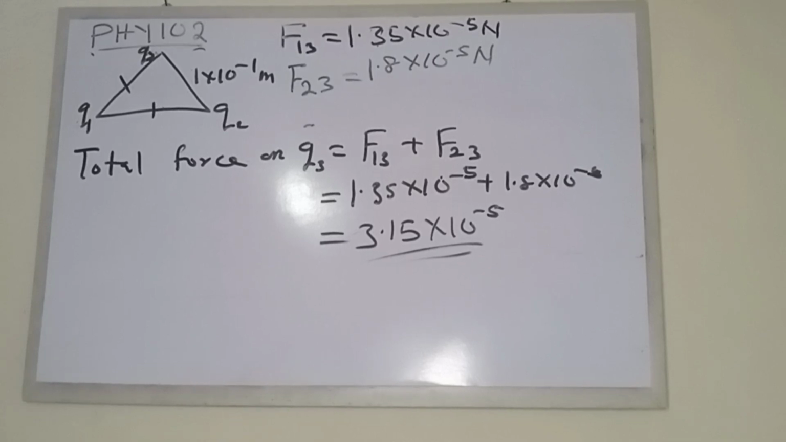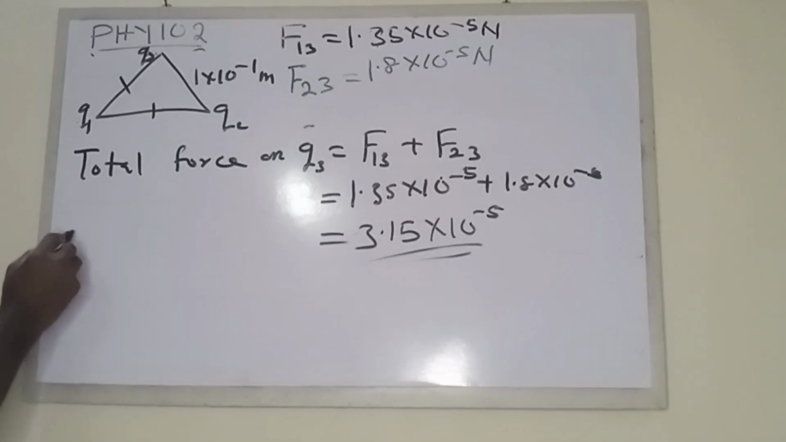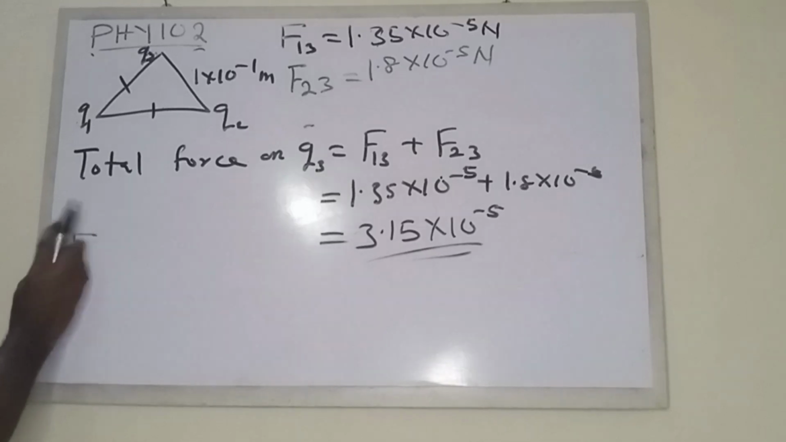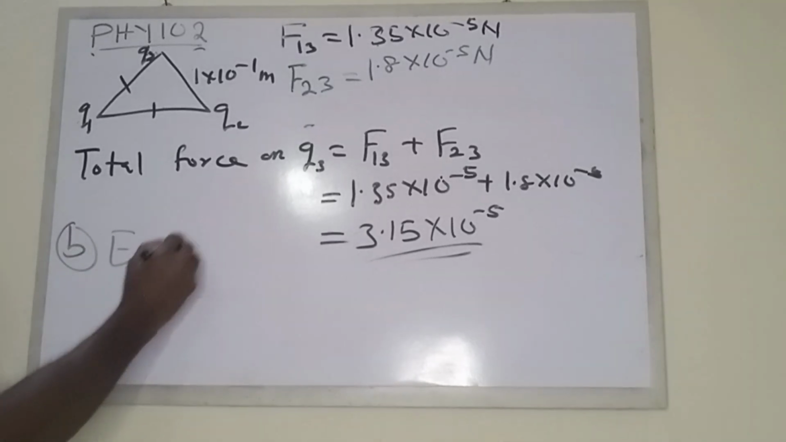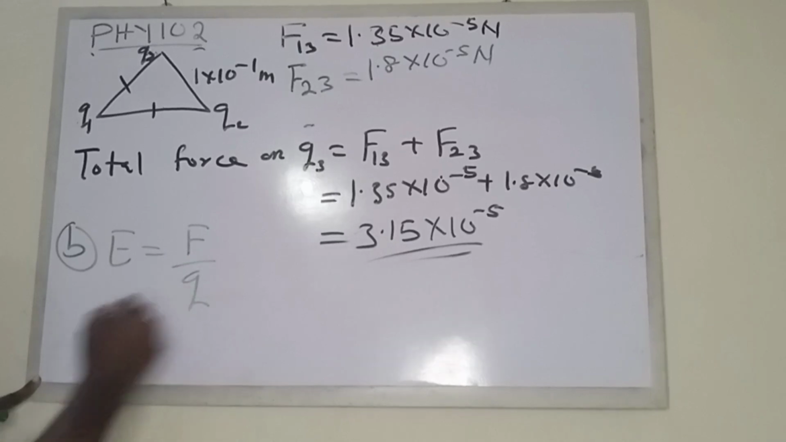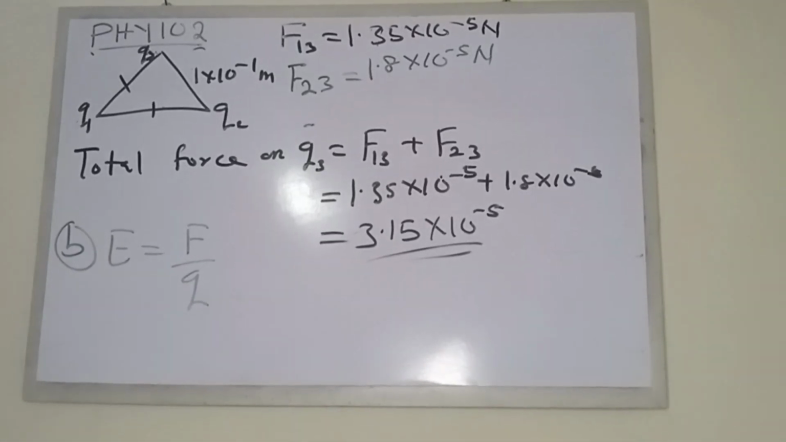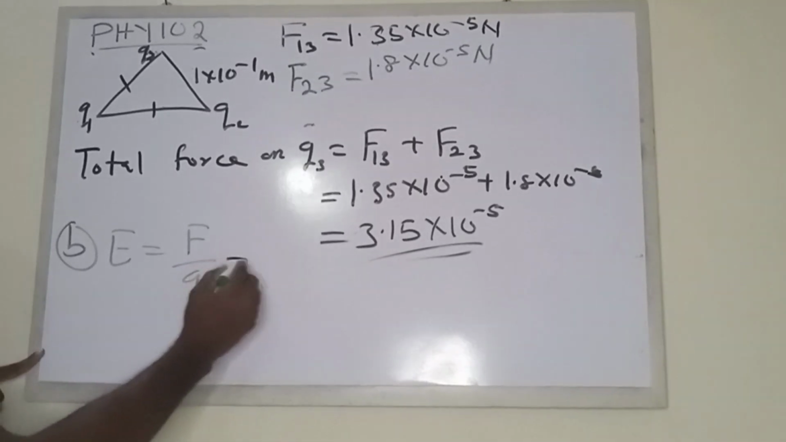But question number 2, or the B part, says the total electric field at Q3. So the total electric field at Q3 is equal to, remember, what is our electric field? Let's make this one B. Electric field E is equal to force divided by charge. Force divided by charge. And at this point, remember, we know our force.